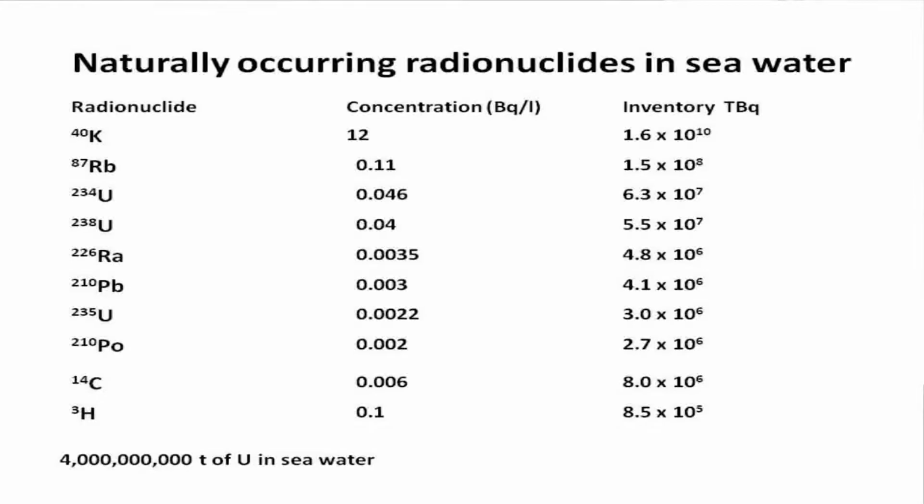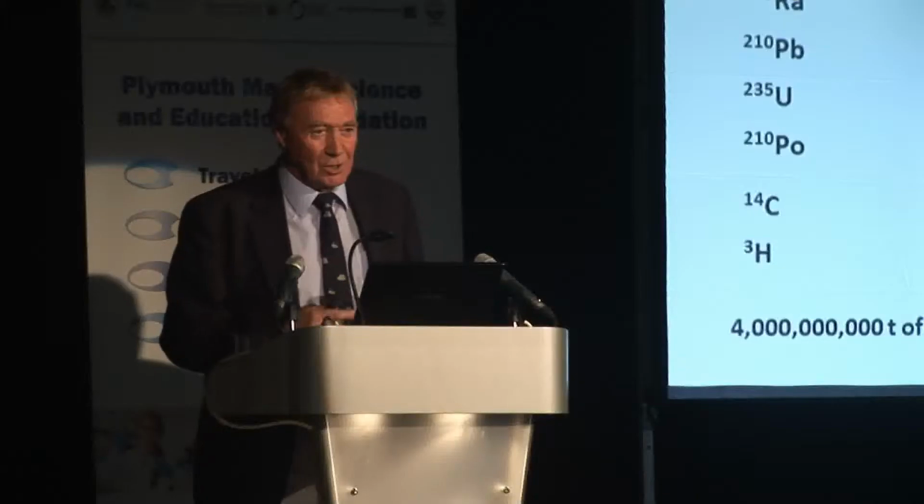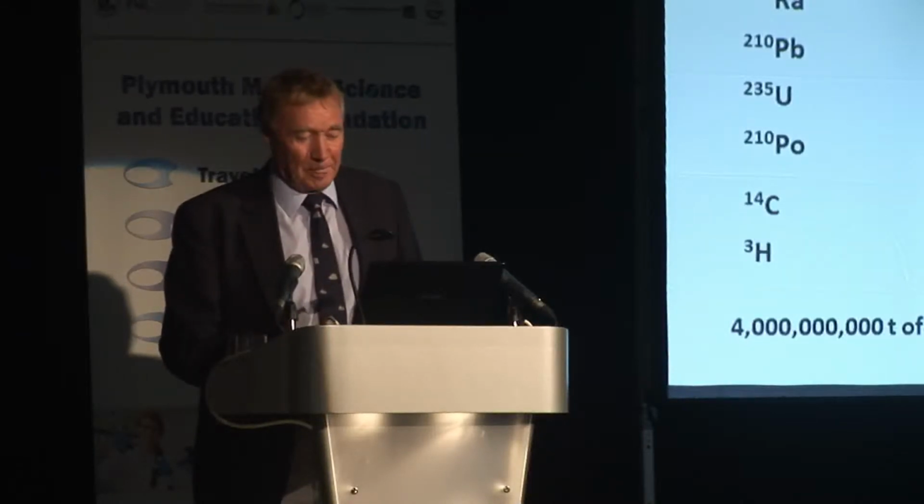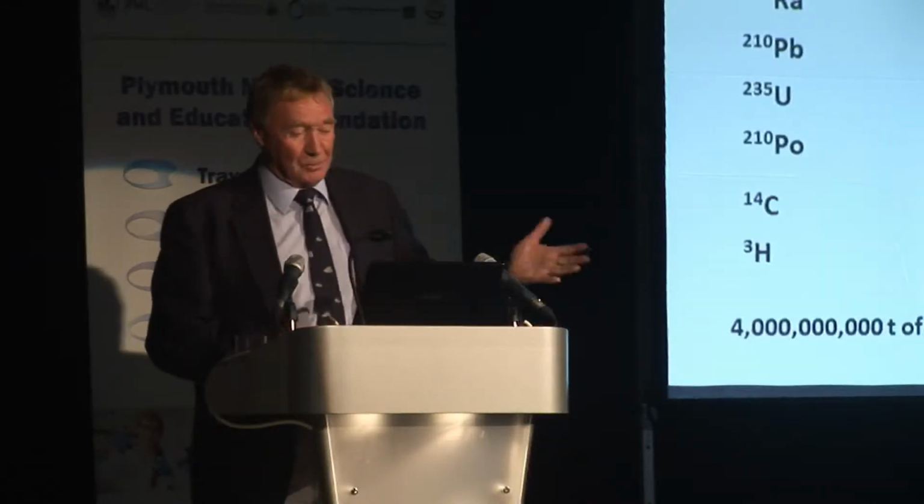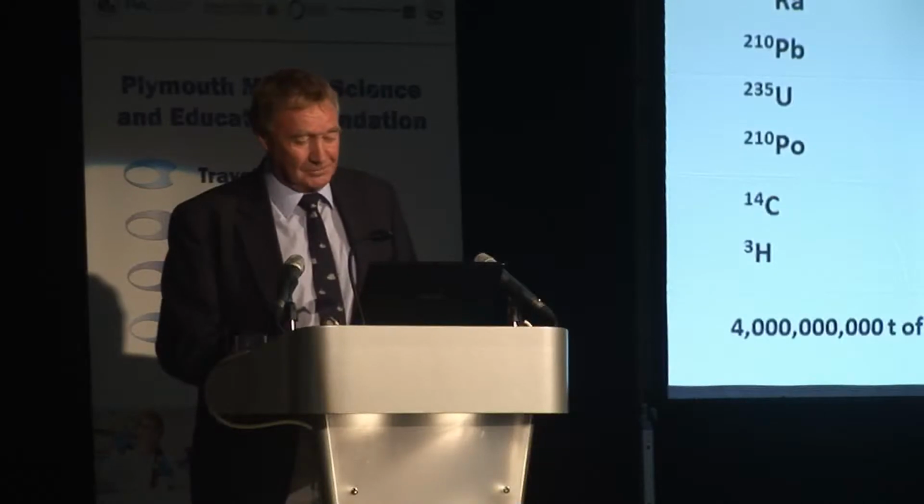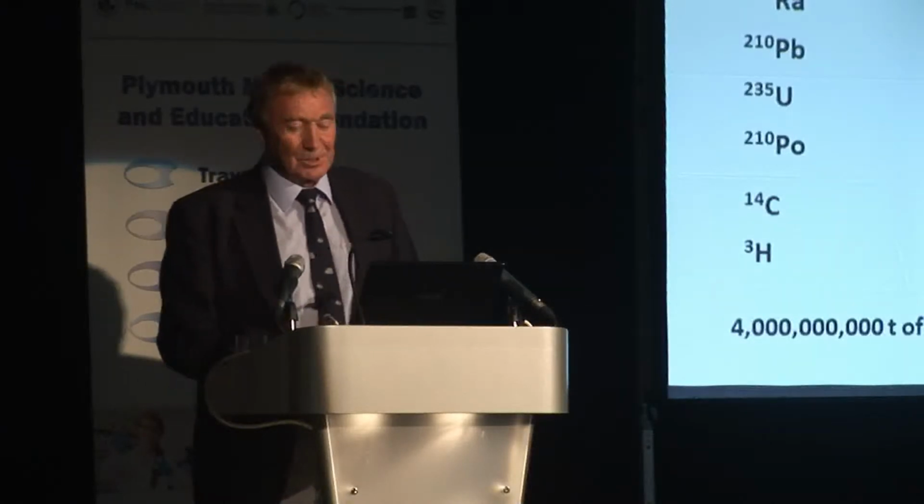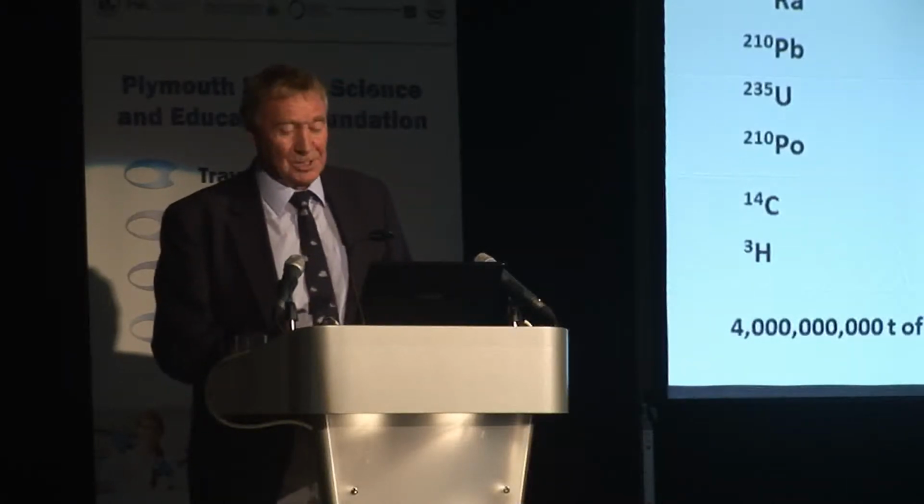Quite different things. So if you go at last into the sea, these are some of the naturally occurring radionuclides in seawater. Becquerel per litre, 1 disintegration, 1 transformation per second. Top of the list is potassium-40. And then through rubidium, uranium, radium, lead, and so on. If you look at the inventory, in terabecquerels, there's an awful lot of potassium out there, 10 to the 10. Rubidium about 10 to the 8.